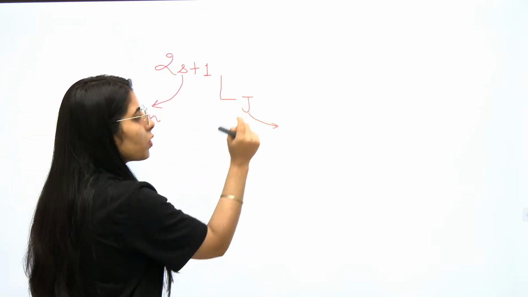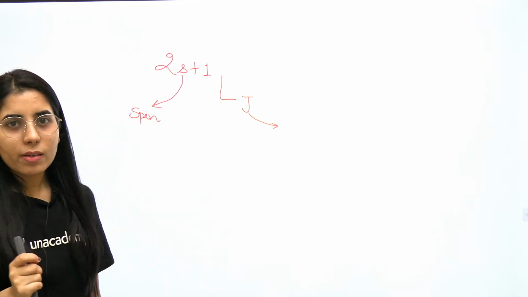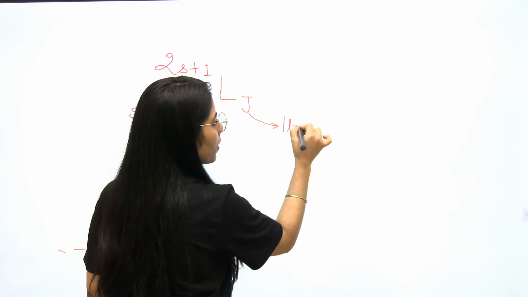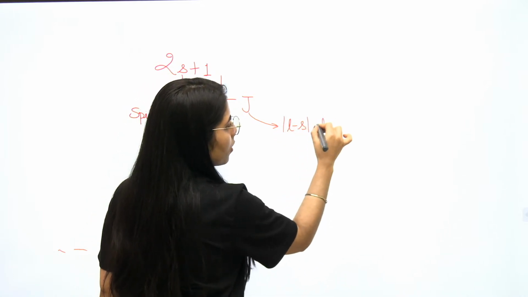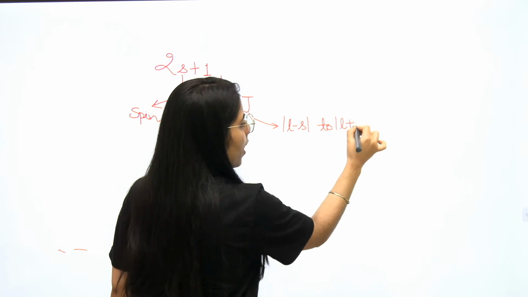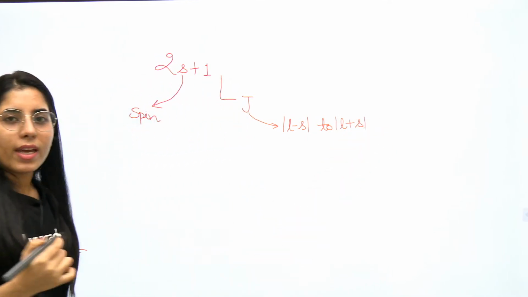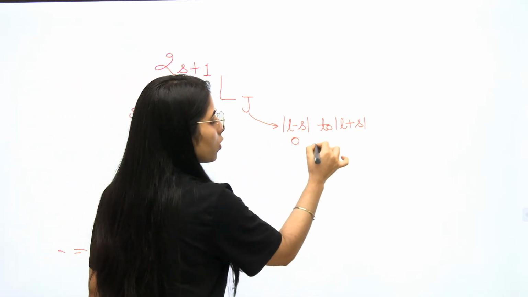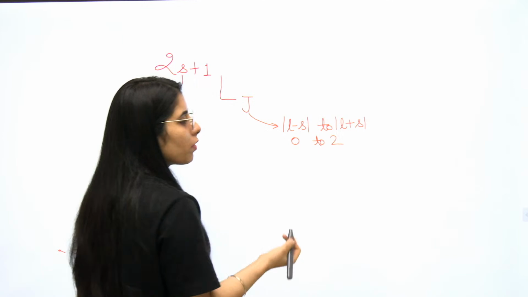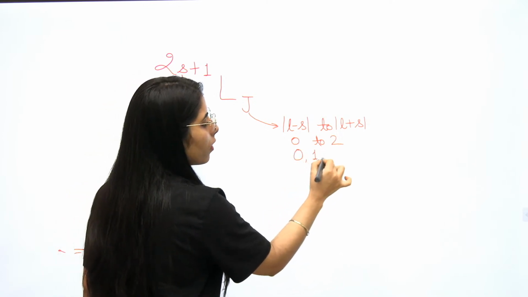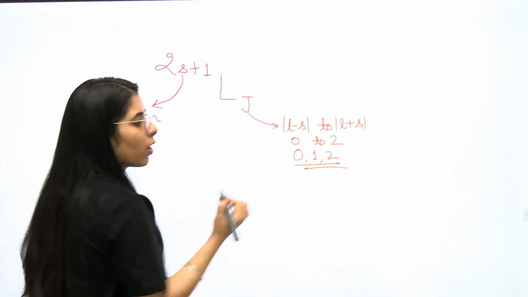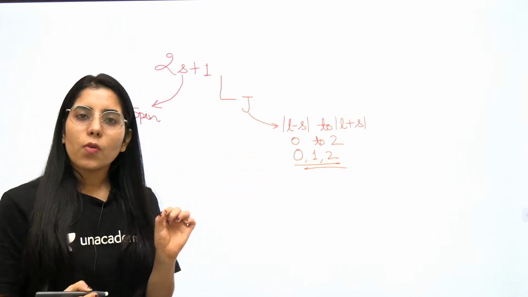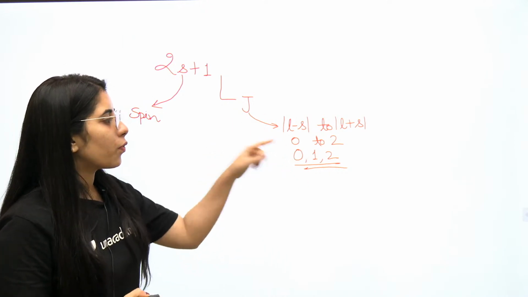But if I talk about the value of J, which is the angular momentum quantum number, it will have values from L minus S to L plus S, and the difference you have to take is 1. How? Let's say it goes from 0 to 2. So how many values will it have? 0, 1 and 2. All three values you have to consider. That means the gap in the values should be just 1. So that's how you have to consider it.